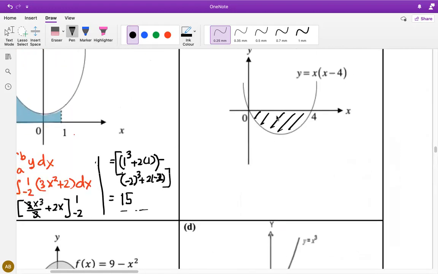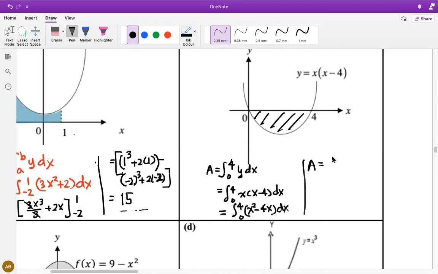All right. So here, A will be from 0 to 4 of y dx. So y is x times (x minus 4) dx. You just expand: x squared minus 4x dx. So what is your A? We integrate: x cubed over 3 minus 2x squared, from 0 to 4. You substitute in: 4 cubed over 3 minus 2 times 4 squared, and then you minus 0, so no need to write. What is your answer? You find it out by yourself.